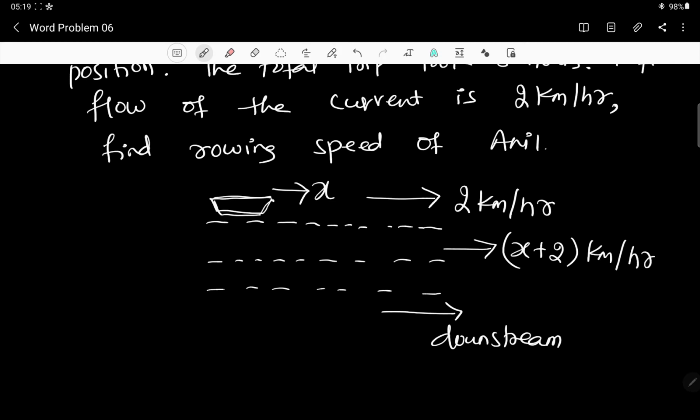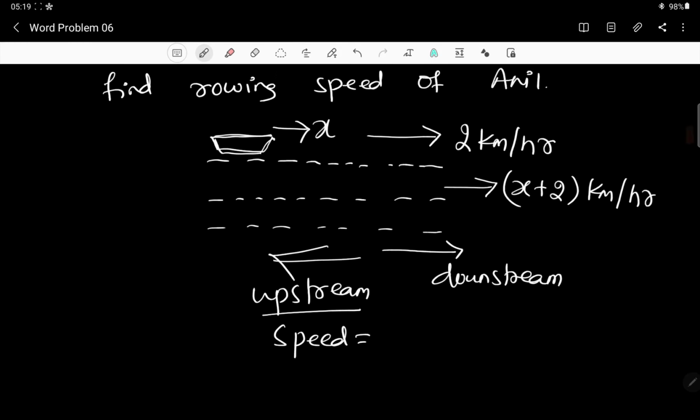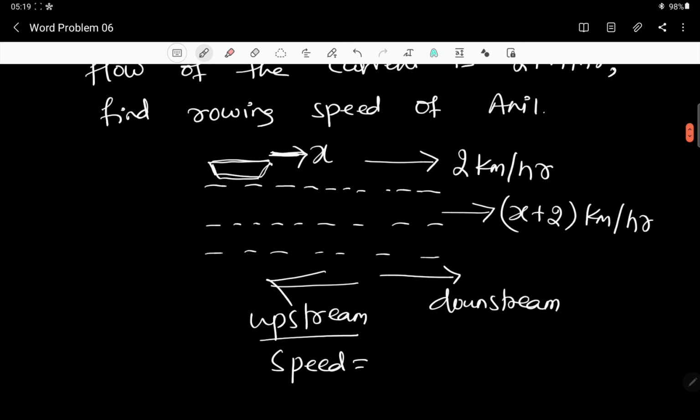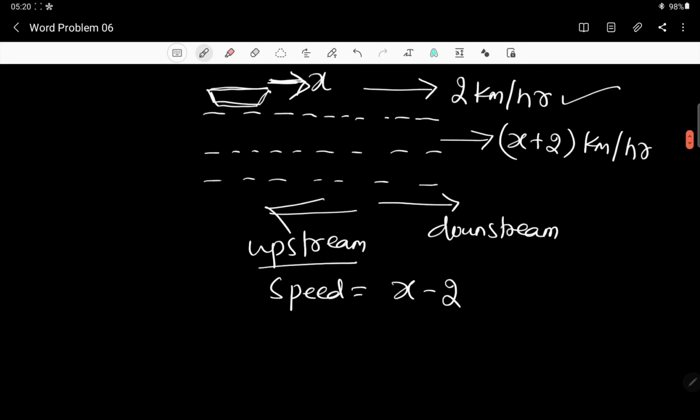Why is it x plus 2 kilometer per hour? Because along with the water, the speed will increase. This is called downstream. Now coming like this, this is called upstream. Here, if you want to know the total speed, it will be the rowing speed of the boat minus the speed of the current. This is the speed of the current. I hope you are getting the logic.